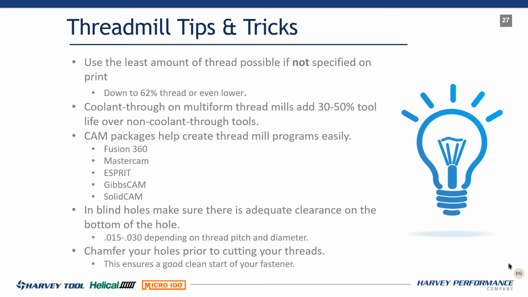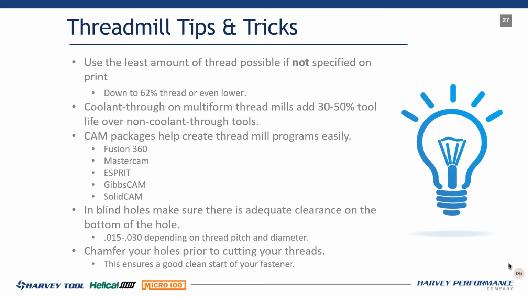Usually, and this is proven, anything greater than 55% thread is usually the same as 75% thread. So what I'm saying is if the thread depth is not specified, I would start at a 62% thread versus a 75 or 80 because your tool will last longer. And you would be amazed at how you can get your tool to last a little bit longer just by adding or taking away some of the material.